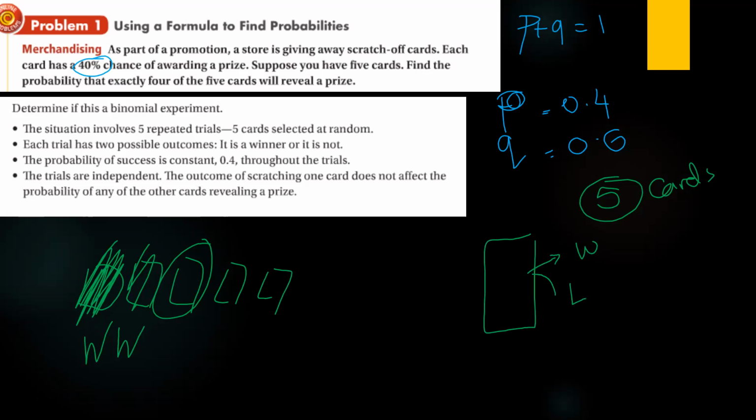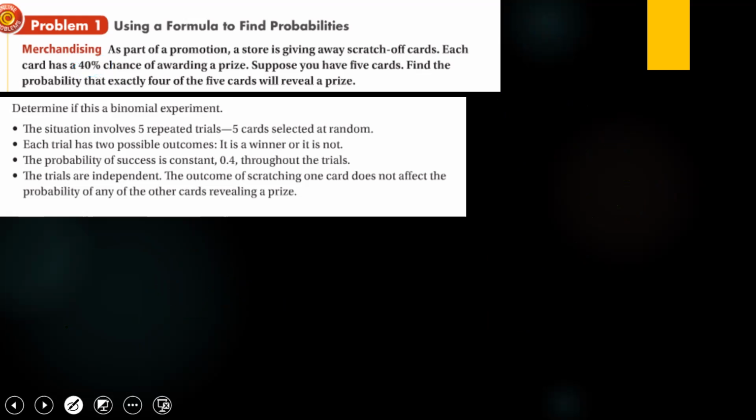I scratch the first one, I throw it in the garbage. I don't repeat it. I will take now a new card. I will scratch it. Then I will take the third card. I will scratch it. So each event in each trial doesn't depend on the first one or on the second one. Okay, teacher, thank you so much. Fine.